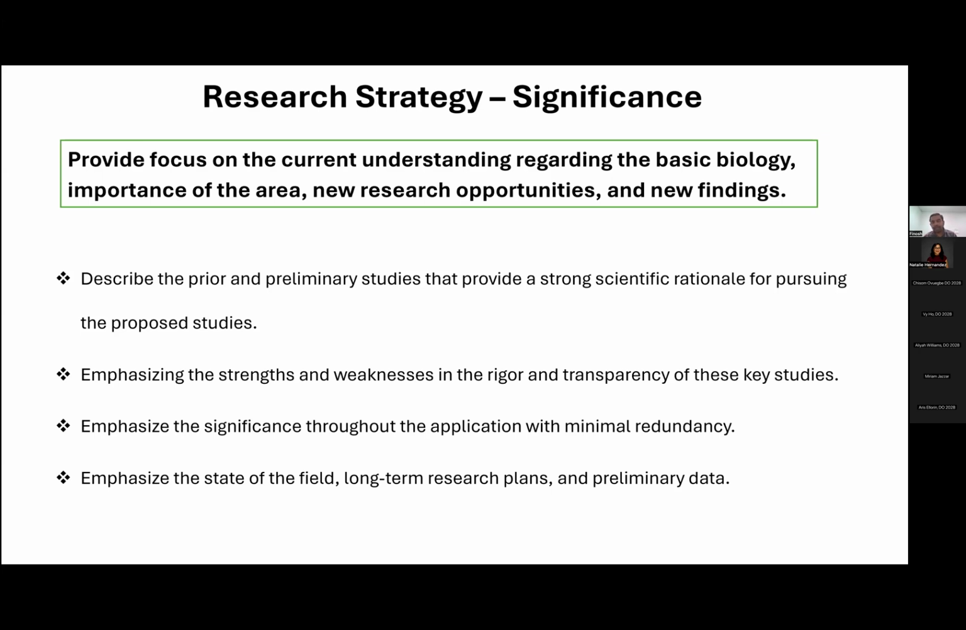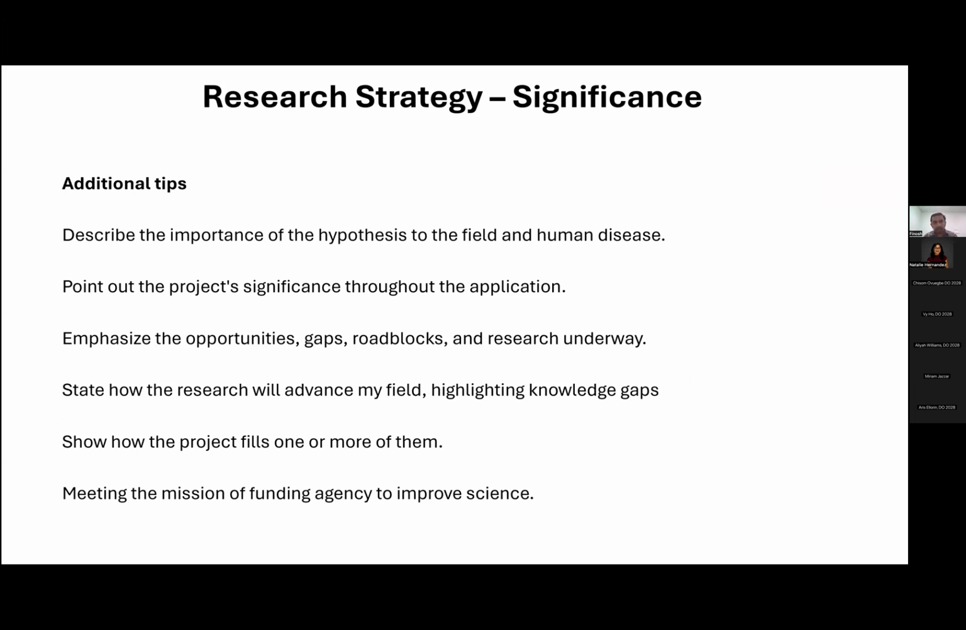And always give preliminary data. Definitely, it is required for the significance. And give the long-term goals or long-term achievements which you are planning to execute through these grants. Okay. And then additional tips: give the importance of your hypothesis in that particular field or human disease, and point out the significance throughout the application.